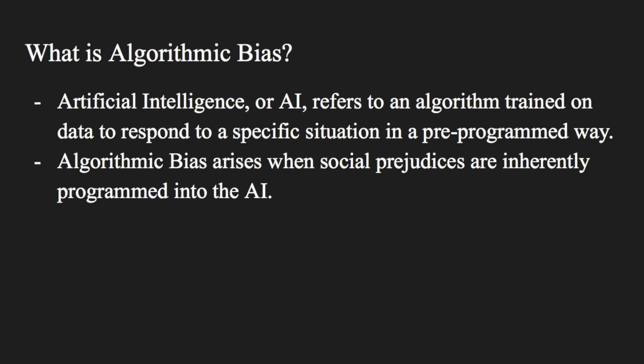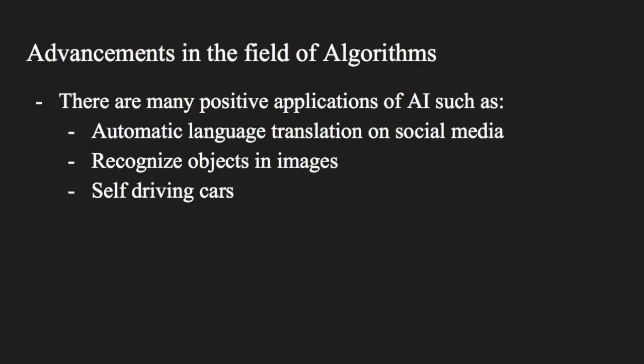So artificial intelligence, or AI, refers to an algorithm trained on data to respond to a specific situation in a pre-programmed way. And algorithmic bias arises when social prejudices are inherently programmed into the AI by the programmer, and this can be through lack of training data or inappropriately contexted training data, but we'll get into a little of that later. To talk a little bit about the advancements in the field of algorithms, there are many positive applications of AI that are currently being used.